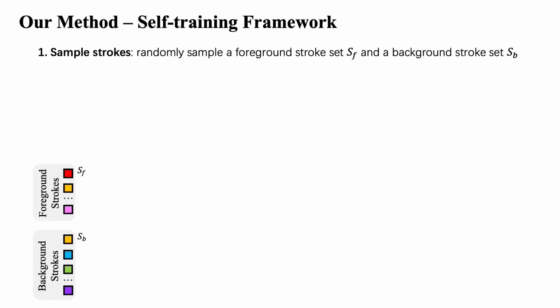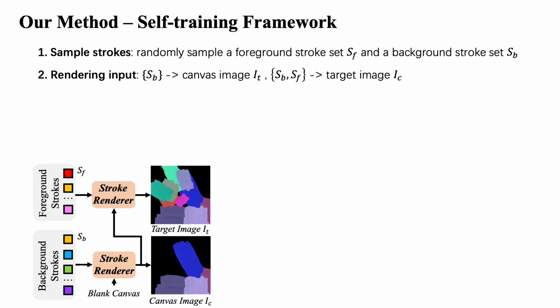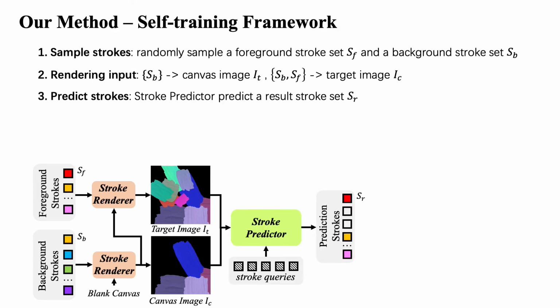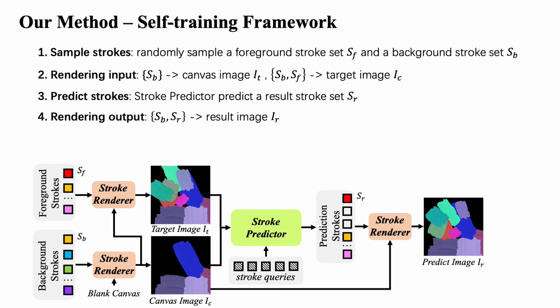First, we randomly sample a foreground stroke set and a background stroke set, and generate a canvas image based on the background strokes, and a target image based on the canvas and foreground strokes. Then, the Stroke Predictor tries to predict parameters of the foreground stroke set. The stroke renderer paints the generated strokes on the canvas image to obtain the predicted image.